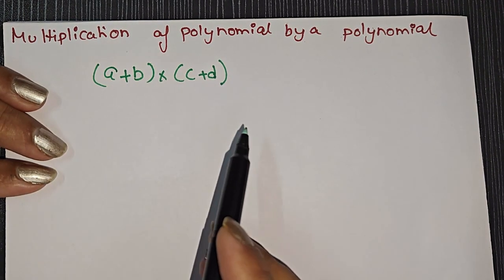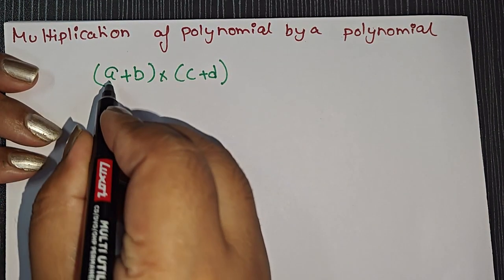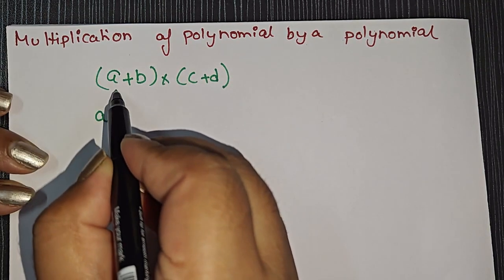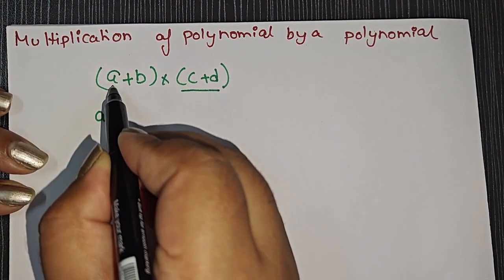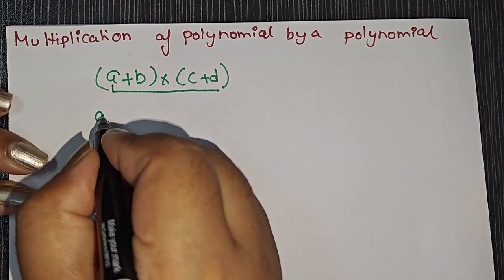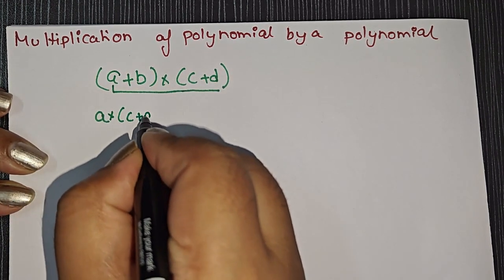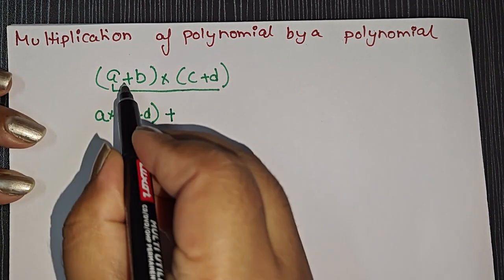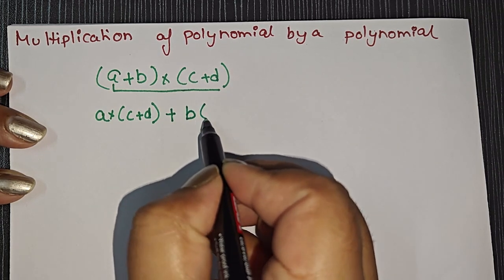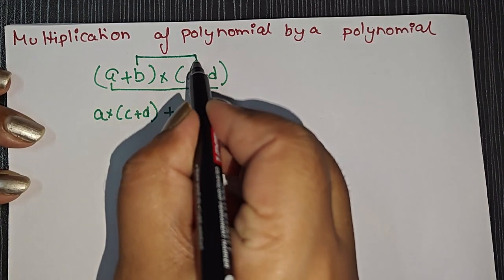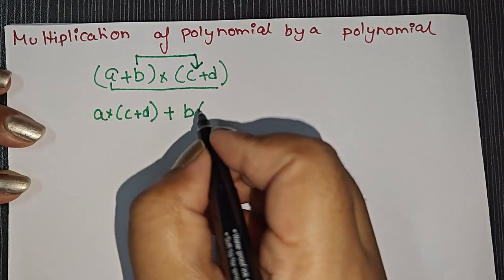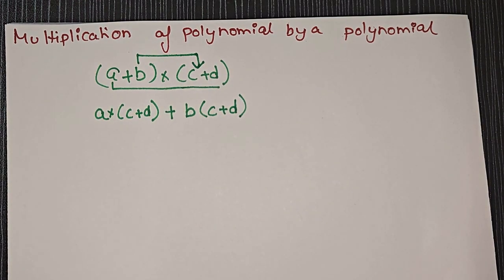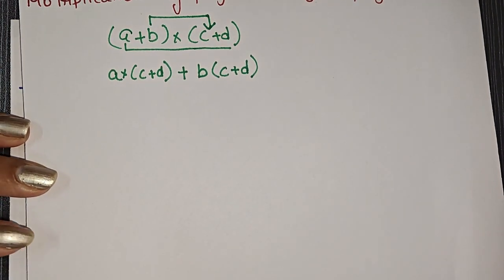To solve this, we will first pick up the first term and multiply it by this whole polynomial. So we will have a into c plus d. We will bring this sign as it is, and then we will multiply this term by this whole polynomial, so b into c plus d. Let's understand with an example.